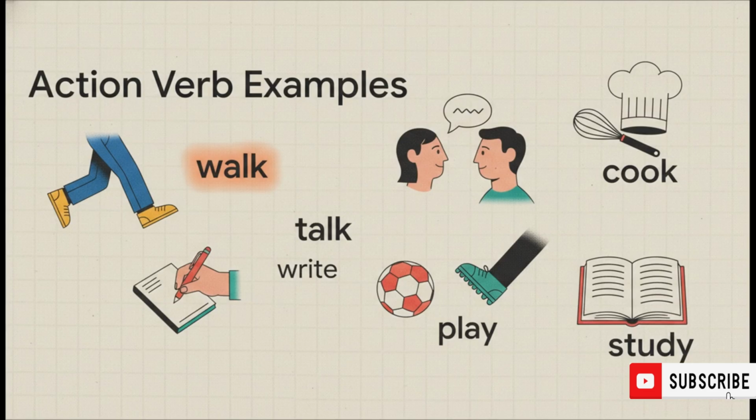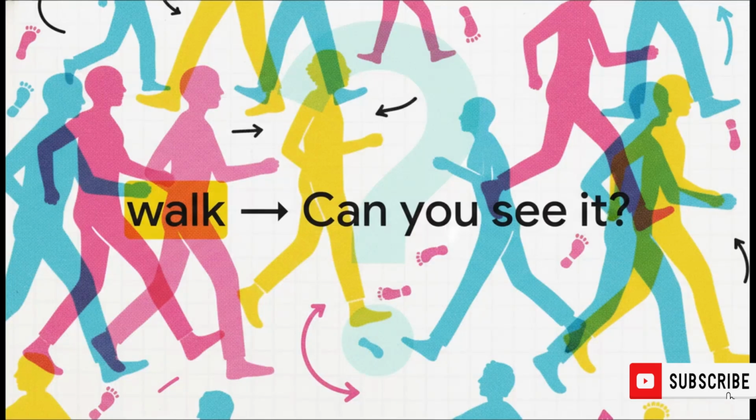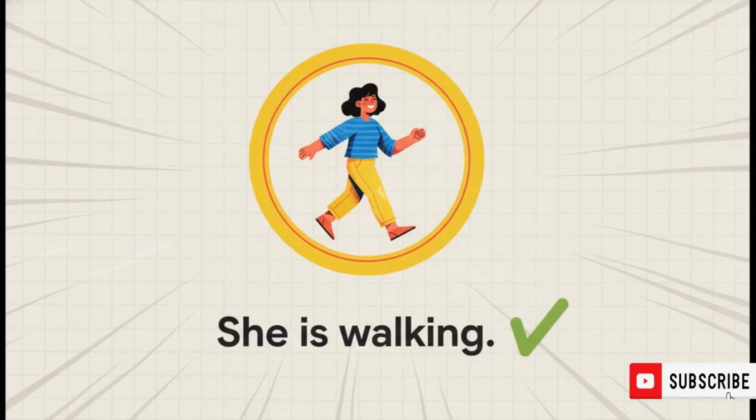So let's test our new rule. How about the verb walk? Okay, the verb is walk. So go ahead, ask the question. Can I see walking? Oh yeah, for sure. I can see someone moving their feet, moving their legs. I can definitely see that action happening. Perfect. You're absolutely right. Since you can see it, using ing is totally fine. So we can say, she is walking. It works, because walking is an action we can observe.